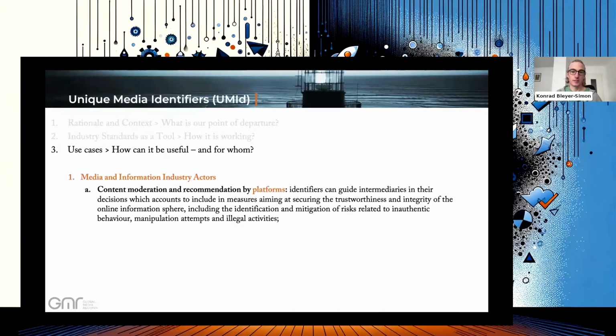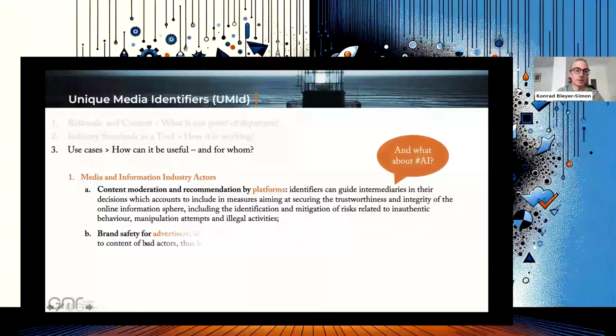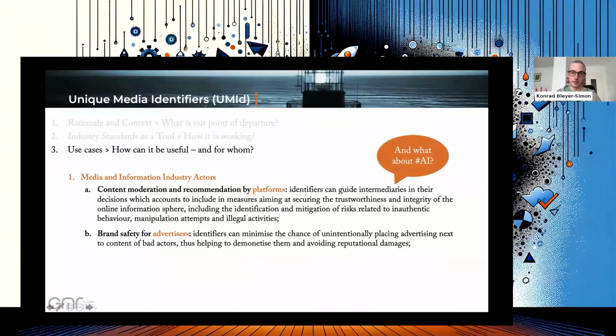The next one is brand safety for advertisers. As you know by now, many advertisers are affected by programmatic advertising and the problems or side effects of programmatic advertising, which means that often their content might show up next to disinformation content or on disinformation websites. And a tool like the unique media identifiers could also help.